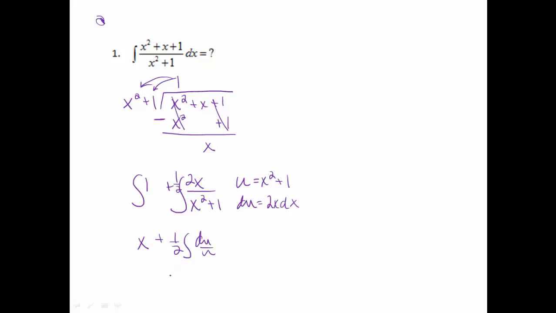And the integral of du over u is ln, so this will be x plus 1/2 ln of x squared plus 1 plus c. And I don't need to put absolute values because x squared plus 1 will always be positive. Okay, number 2, the integral of 5 over 3 minus e to the x dx.